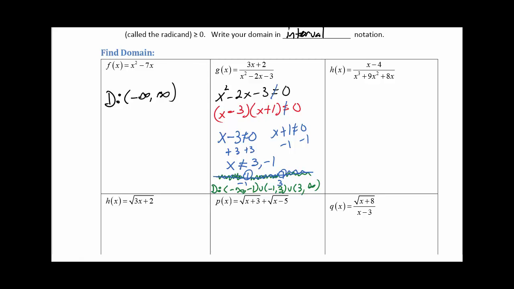Here we've got another fraction, so we want to look at our denominator. So figure out where x cubed plus 9x squared plus 8x equals 0. I don't want that equal to 0. And I can recognize that it is factorable, so I can take out an x. That leaves me with x squared plus 9x plus 8. And I can see I can factor one more time.